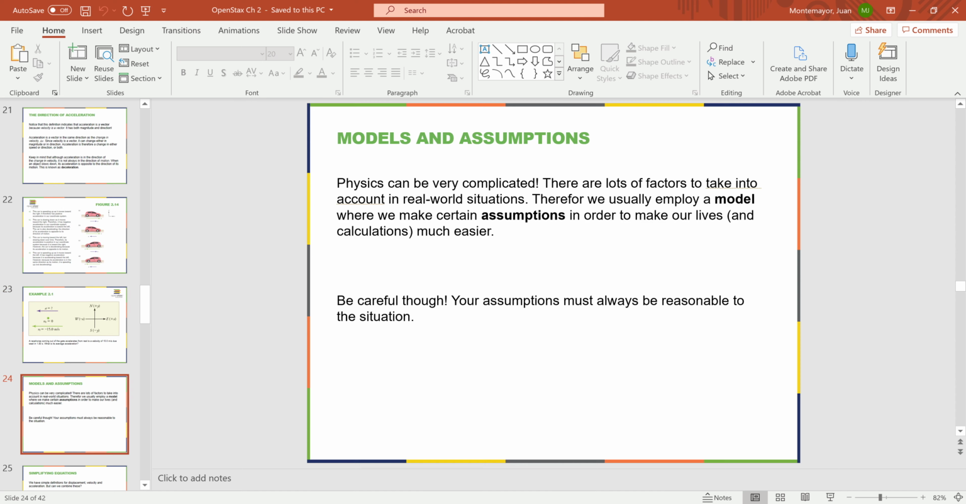Okay, so models and assumptions. Physics can be complicated, and we all know that. There are lots of factors to take into account in real world situations. Therefore, we usually employ a model where we can take certain assumptions in order to make our lives and calculations much easier. Be careful though, your assumptions must always be reasonable in the situation.